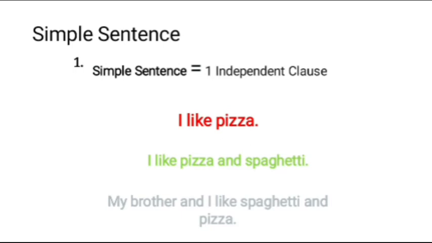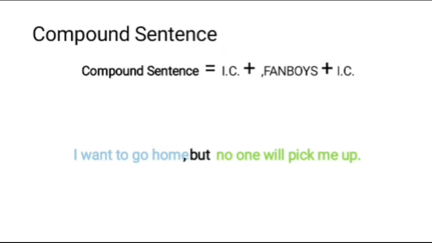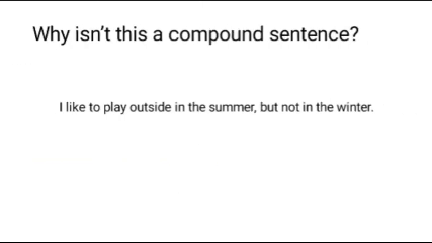I like pizza and spaghetti. My brother and I like spaghetti and pizza. So here we have got the examples of simple sentence, the first one. The second one is compound, and the third sentence is also compound. What will the compound sentence be? I want to go home but no one will pick me up. We have got one FANBOYS conjunction. Why is it not a compound sentence?